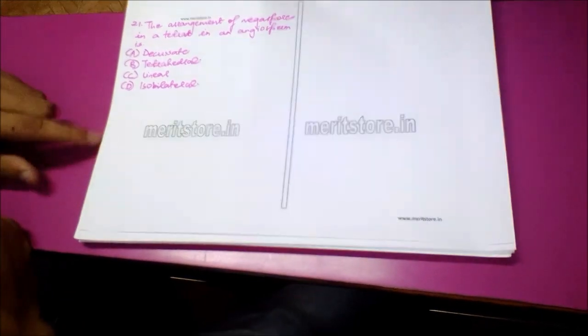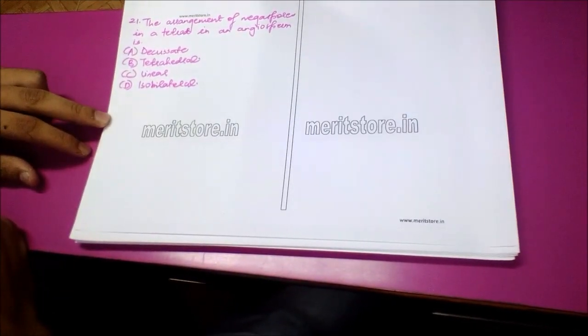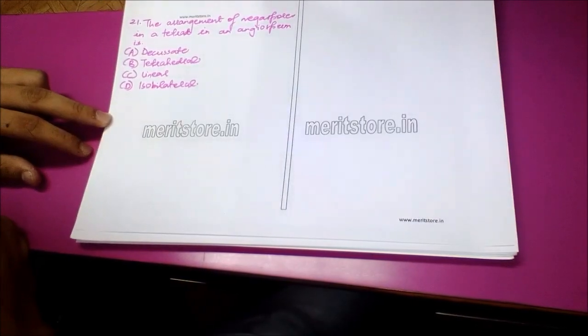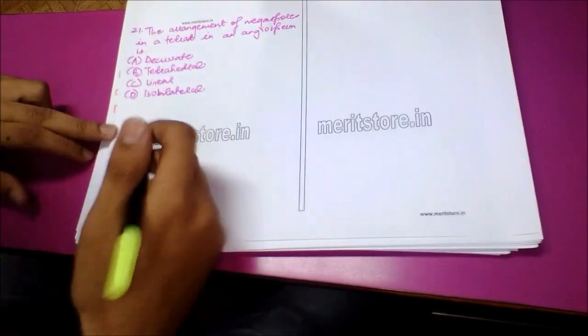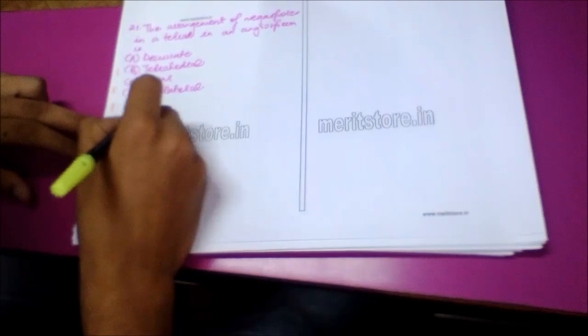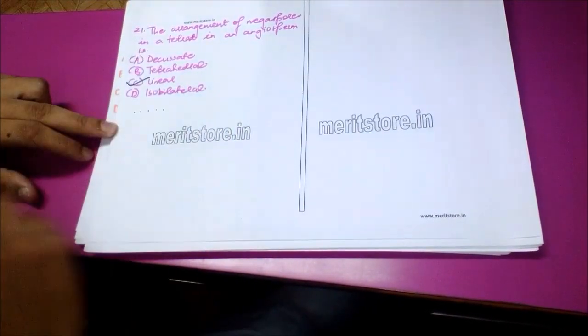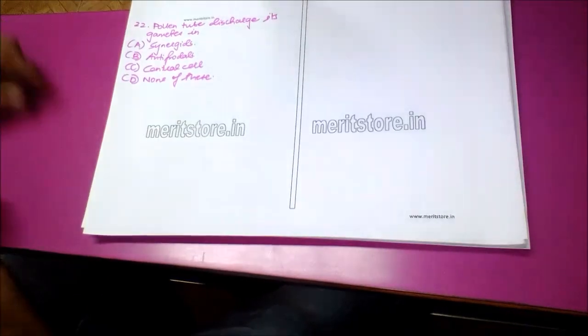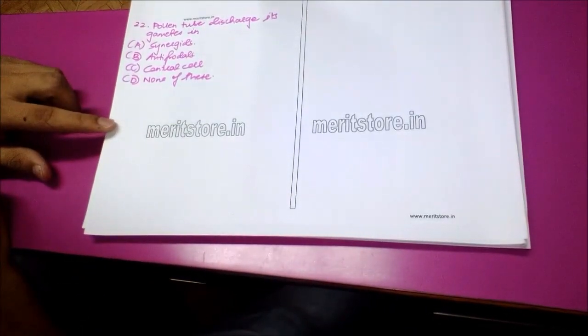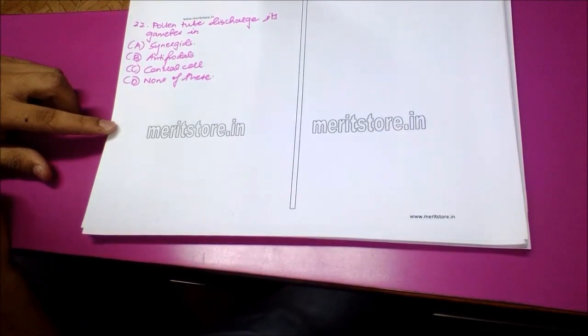Our next question is, the arrangement of megaspores in a tetrad in an angiosperm is option A, decussate, option B, tetrahedral, option C, linear, and option D, isobilateral. So the megaspores are arranged in a single line or a sequence, and so the answer to this question is straightforward, which is linear.